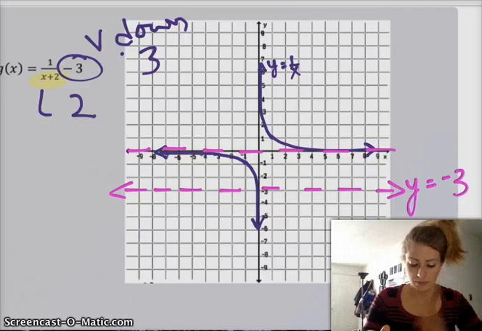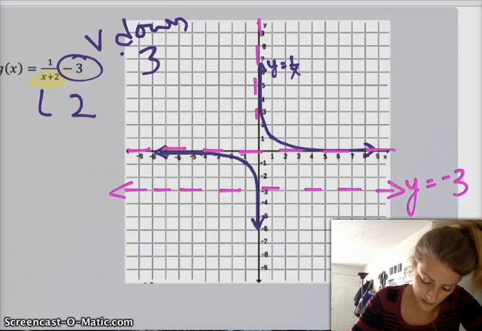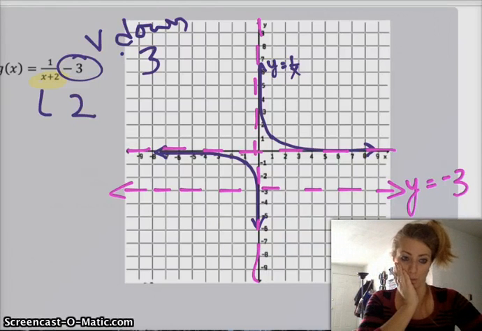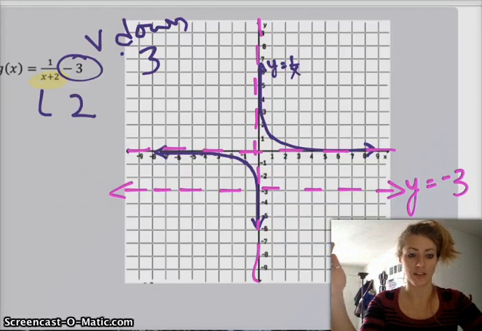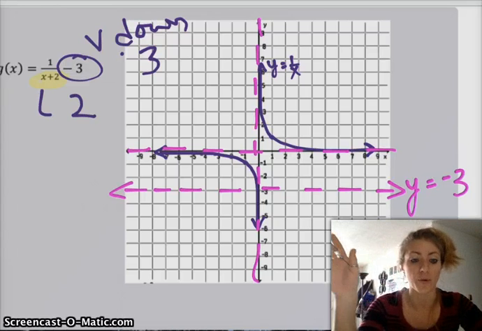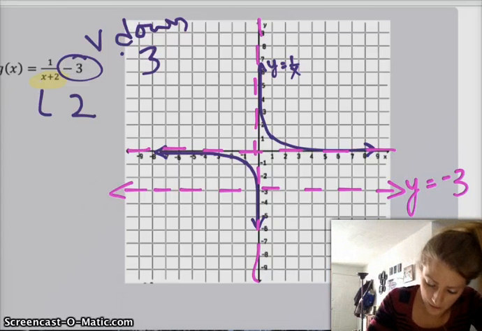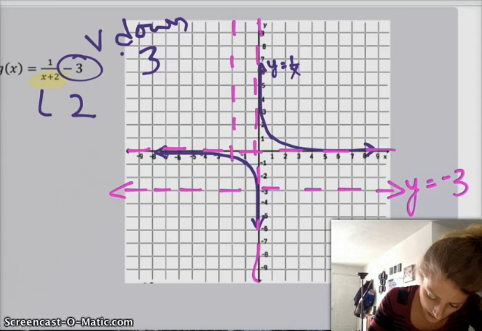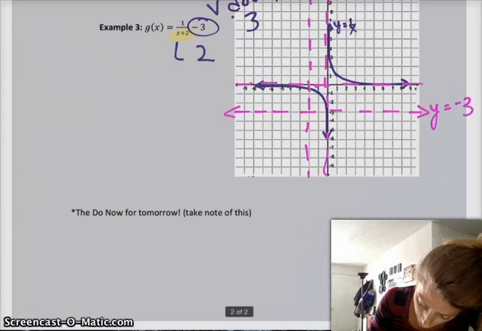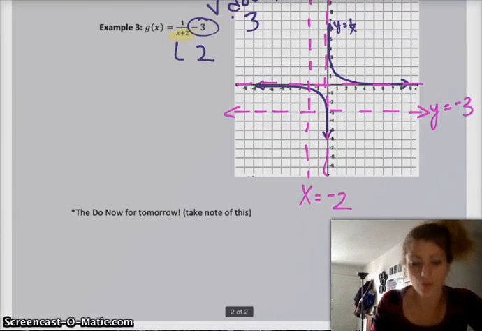My vertical asymptote, which used to be the y-axis, has moved left 2. I don't know which way to do that for you guys. I think that would be left because it's right for me. Anyways, sorry, I think the video flips the direction. Anywho, you move it left 2. So it used to be at 0, and it's going to be now at x equals negative 2. Okay, so those are my 2 asymptotes.